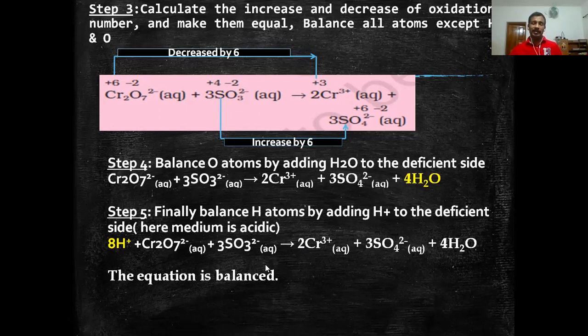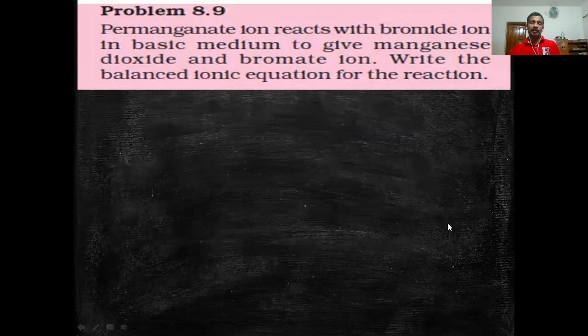The balanced equation we can check by comparing the charge on either side. If the charges on either side are equal, the equation is balanced. Here 8 positive charge plus 2 negative means 6 positive charge. 3 into 2 negative, 6 negative charge. So 6 plus and 6 minus, total 0. 2 into 3, 6 positive. 3 into 2, 6 negative. Here also 6 plus, 6 minus, total 0. On the two sides, the charges are equal, 0 equal to 0. Equation is balanced. Now we can go to another question.